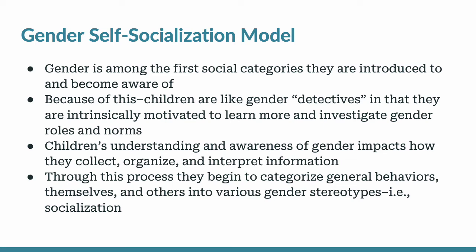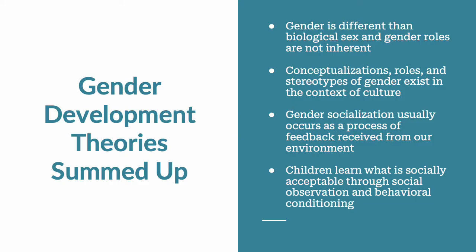Children's understanding and awareness of gender impacts how they collect, organize, and interpret social information. Through this process, they begin to categorize general behaviors, themselves, and others into various gender stereotypes, finishing the feedback loop of socialization. Now that we have finished discussing the various theories of gender development, here is a quick learning checkpoint to sum up the key takeaways from what we have discussed so far.